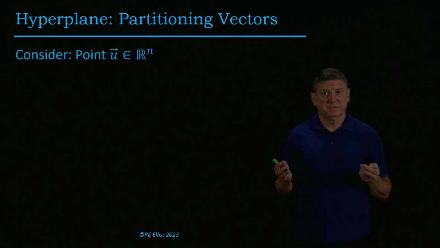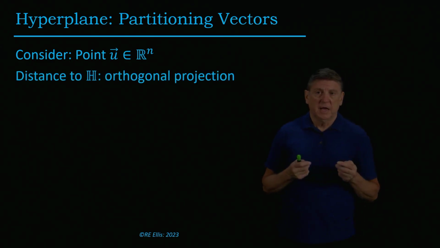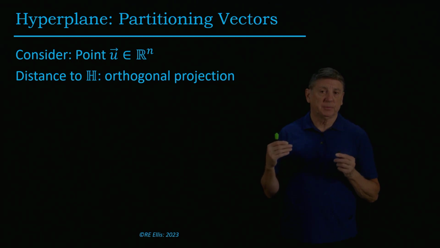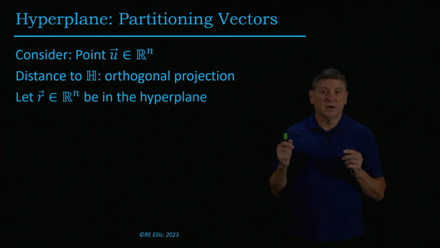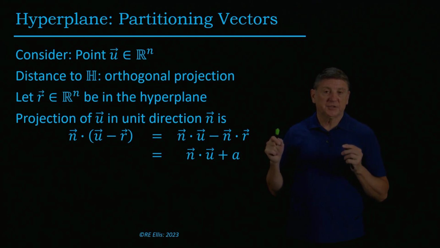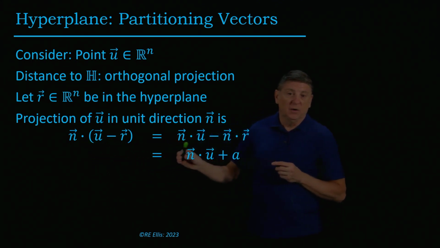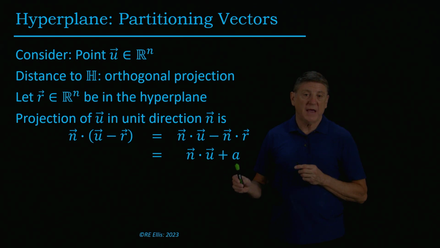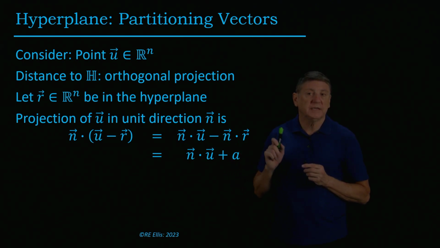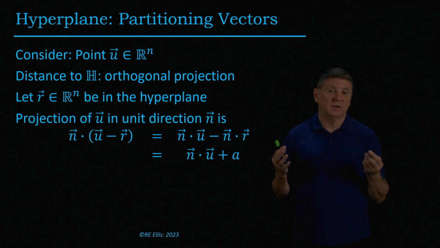Now, how can we use this to partition vectors? Well, suppose we're given any point u, which is a vector with n real entries, and we'll calculate its distance to the hyperplane using orthogonal projection. So suppose that r is some vector that's in the hyperplane. The projection of u in the unit direction is just this. We take u minus this reference point r, and we take the dot product with n, which equals this, and now we can say that this value a is n dot r. So you see that if we're given a reference point r, and a unit normal n, we can deduce the hyperplane scalar a, and that's simply taking the dot product of the normal and this reference point.